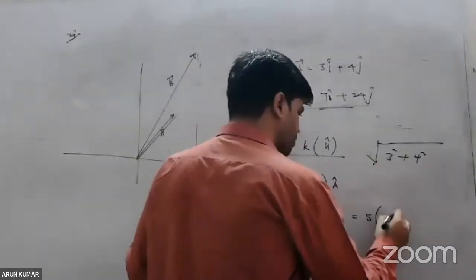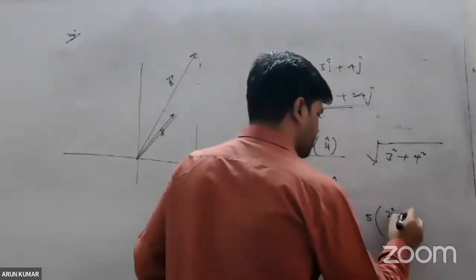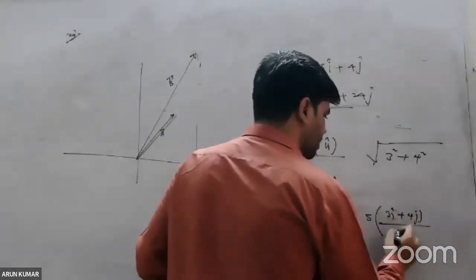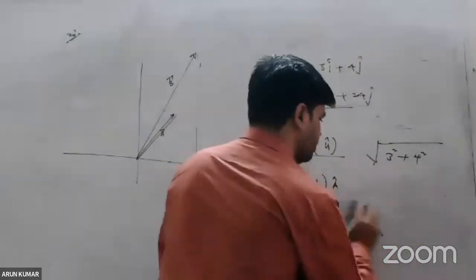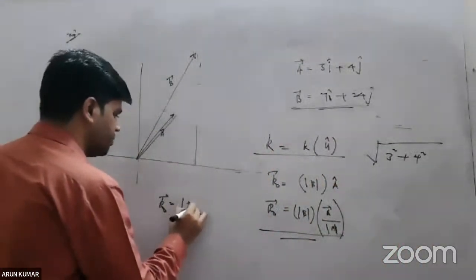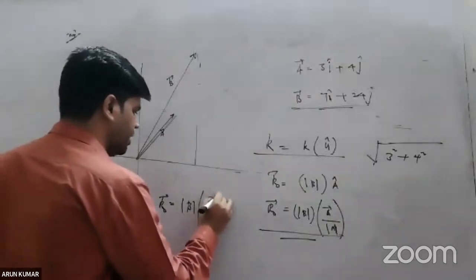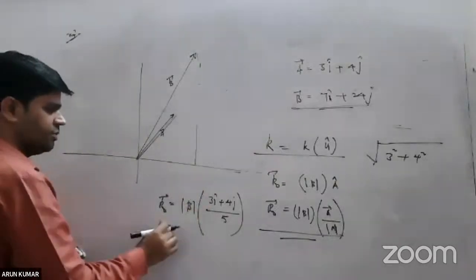So 5 times of a bar. a bar ఏంటి? 3i cap plus 4j cap by mod a. Sorry, mod b కావాలి ఇప్పుడు మనకి. Sorry. Required vector is equal to mod b times of a bar, which is 3i cap plus 4j cap by mod a, which is 5. mod b కావాలి ఇప్పుడు.